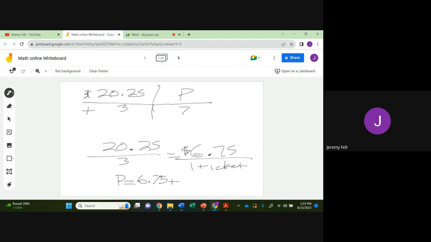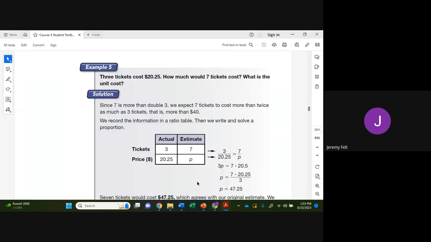Okay, and then if we did 6.75 times 7, the number of tickets, let's see if we come up with the same thing. We should, yeah. So 6.75, we put in 7 for T. That times 7, it's going to equal $47.25. So 2 different ways we can go about getting the same solution.